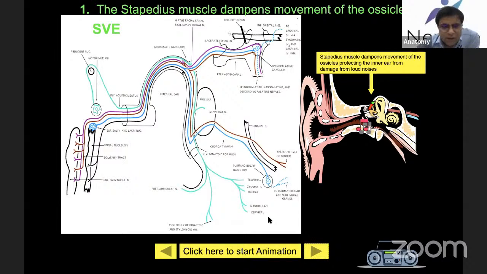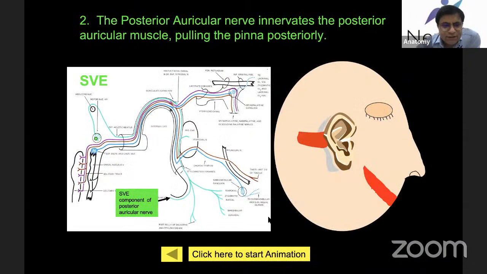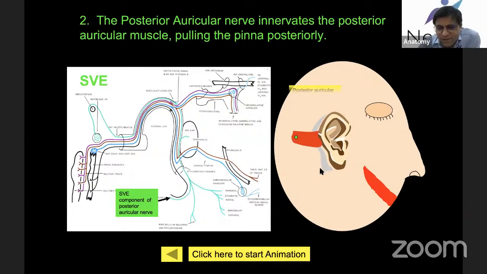Now what you're seeing is the posterior auricular nerve, which innervates the posterior auricular muscles and helps in pulling the pinna posteriorly. Right, so there's a stimulation of this motor nerve nucleus, and the fibers you're seeing are running down along the course of this nerve, and through this posterior auricular nerve, it will reach and contract the posterior auricular muscle, and will help in retracting the pinna.